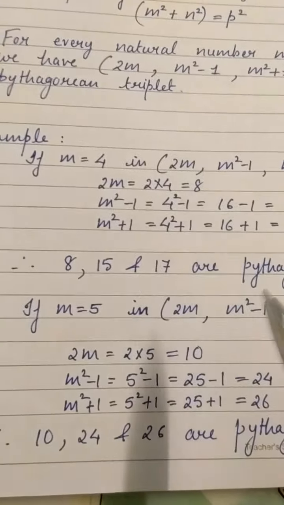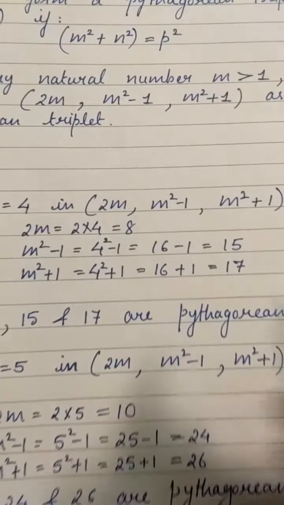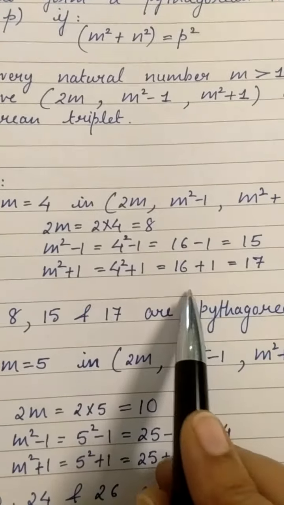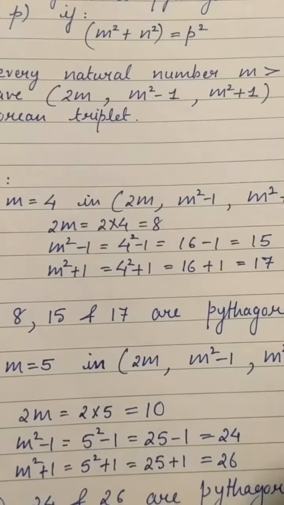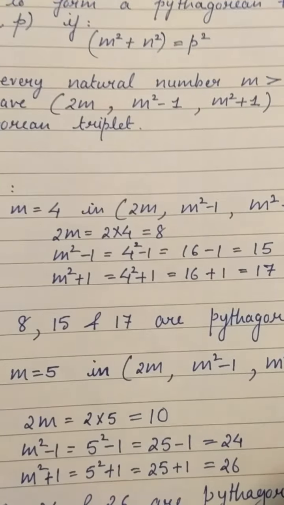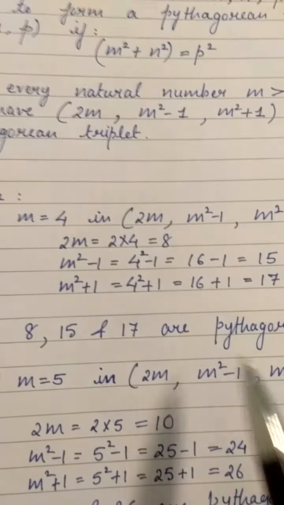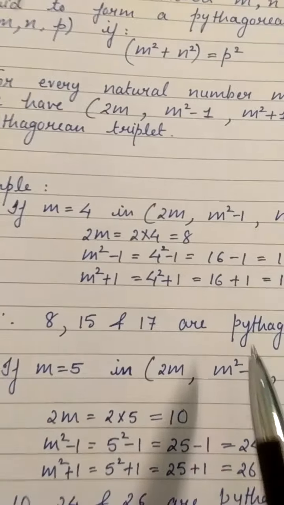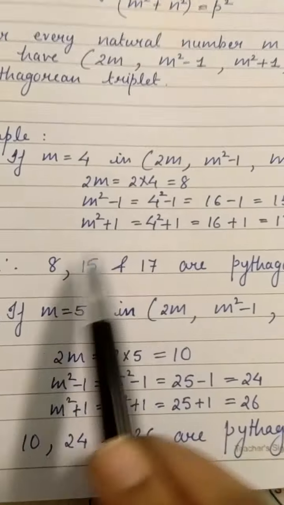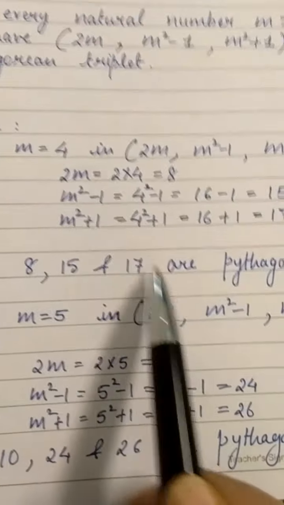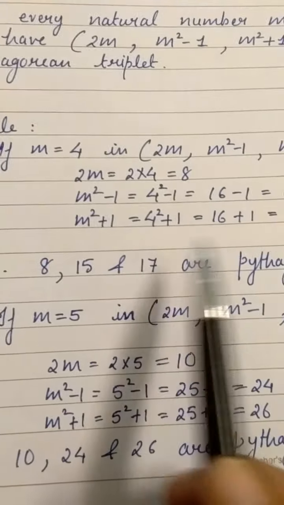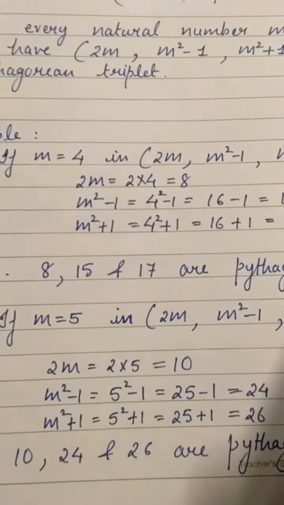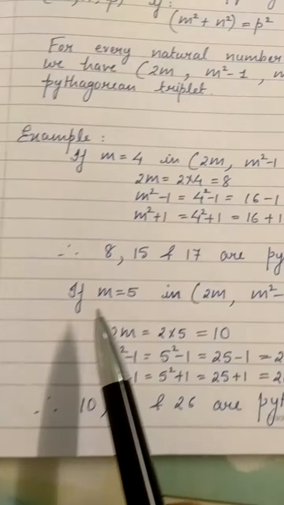If you want, you can check, children. It will always be 17 square equal to 15 square plus 8 square. You can verify your calculation. Because this is a set of Pythagorean triplets, definitely the largest number, the biggest number, 17 square will be equal to 15 square plus 8 square. Let us take another example.